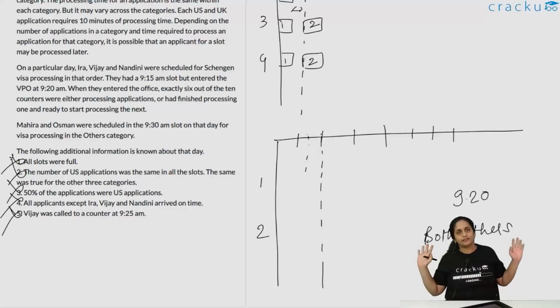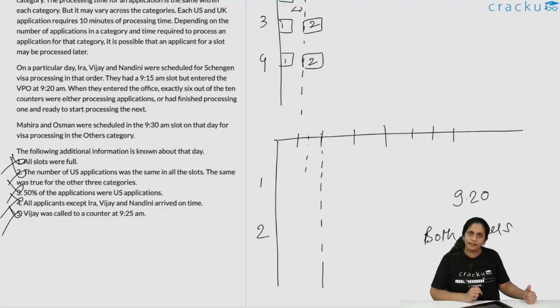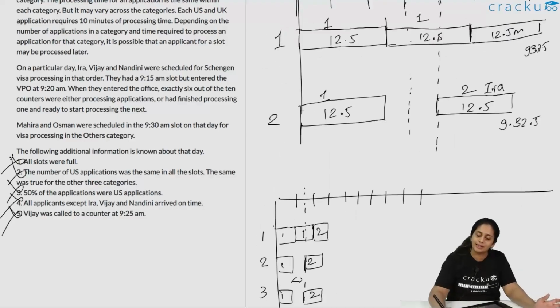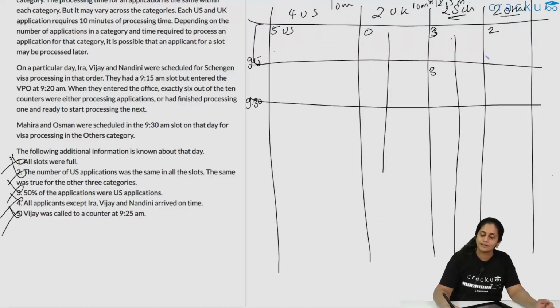At 9:20 they are free, they don't have any applicant in front of them, which means that the processing time for others is less than or equal to 5 minutes. They get applications at 9:15, and by 9:20 definitely they are done with it and they are free. So the others application time is anywhere between 1 to 5 minutes, even half a minute. So essentially I know that the application time is less than or equal to 5 minutes. This is something that I can infer.